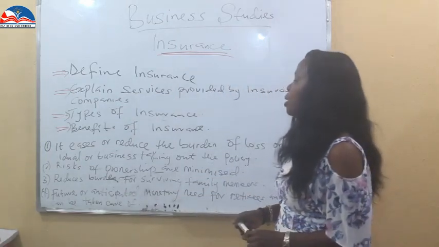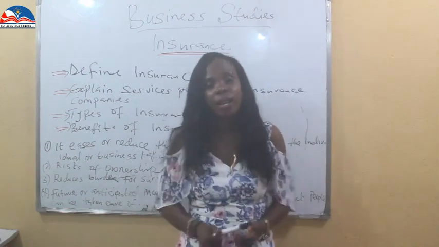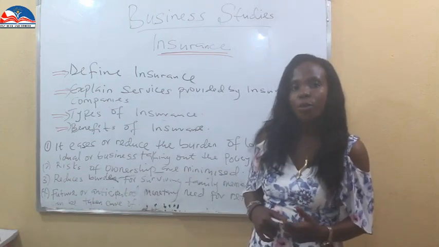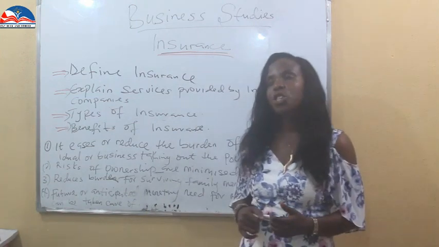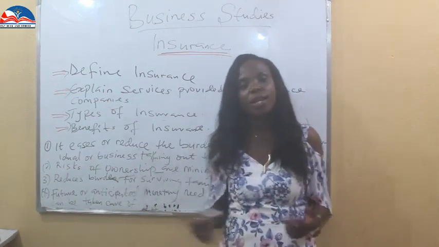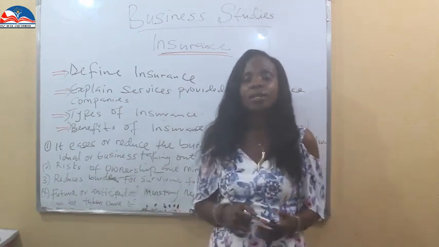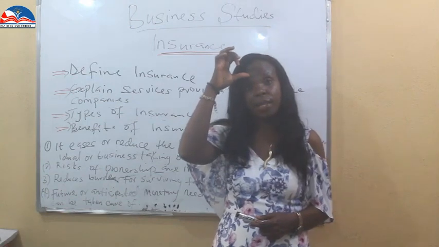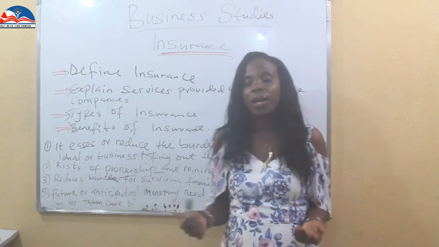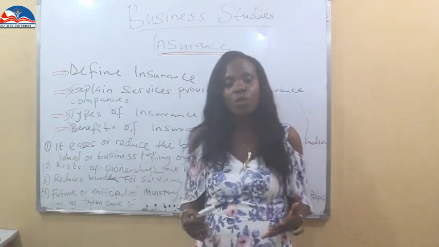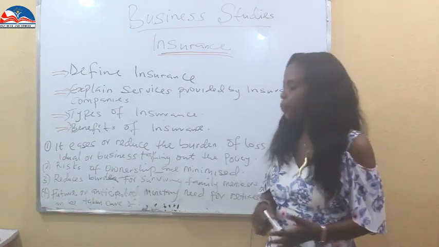Then the last one is future or anticipated monetary need for retirees, and health issues are taken care of to a degree or to an extent, because for that pension insurance scheme we talked about under the types, workers pay 7.5% of their salary to this scheme, and at the time of retirement they have something to fall back to. And the good thing is that each individual, each worker knows his or her own insurance pension scheme manager.